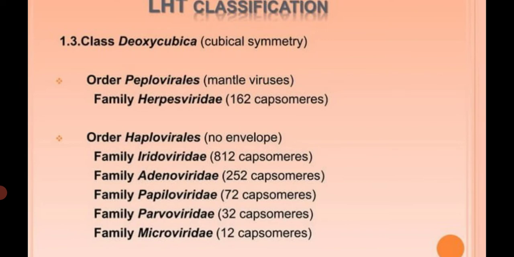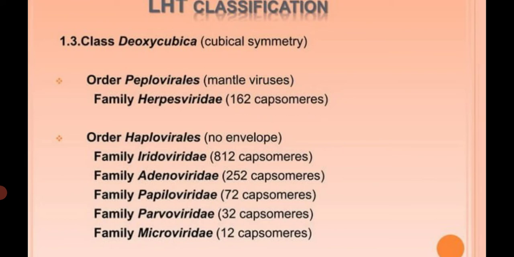and these were all icosahedral viruses which contain DNA as their genetic material. The Peplovirales or mantle viruses have an envelope around their capsid, and the capsid is icosahedral. It has a family Herpesviridae. The Herpesviridae family is characterized by the presence of 162 capsomers.